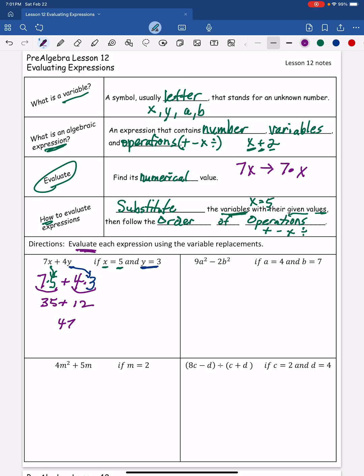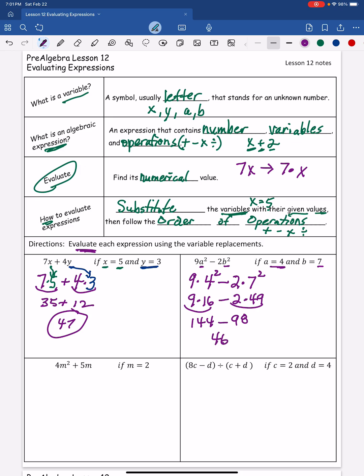Remember I said evaluate, we're going to get a number answer. Next one, we're going to go 9 times a squared. A over here is 4, so 4 squared minus 2 times b squared, which is 7, 7 squared. Order of operations says I'm going to do the exponents first. So 9 times 16 minus 2 times 49. I'm going to multiply before I subtract. So I have 144 minus 98. When I subtract those two, I get a value of 46.